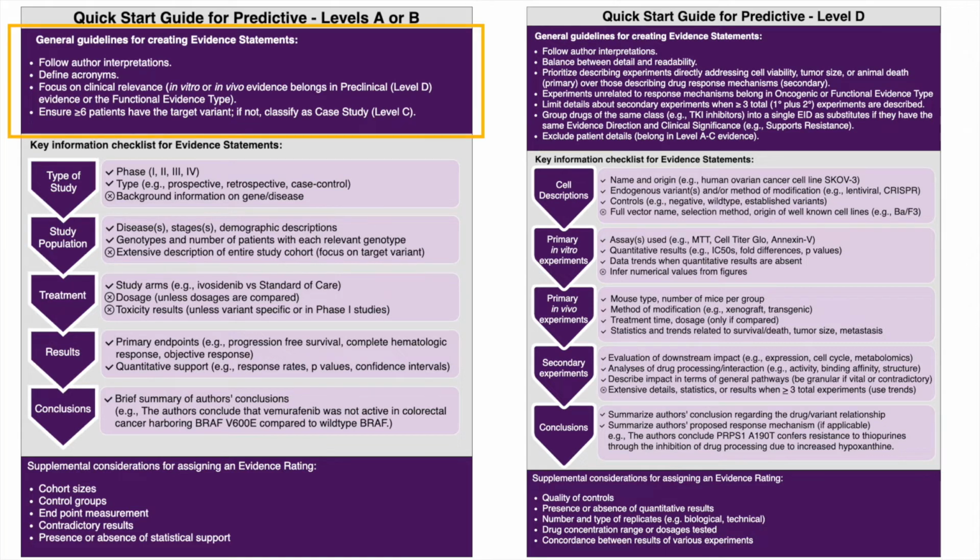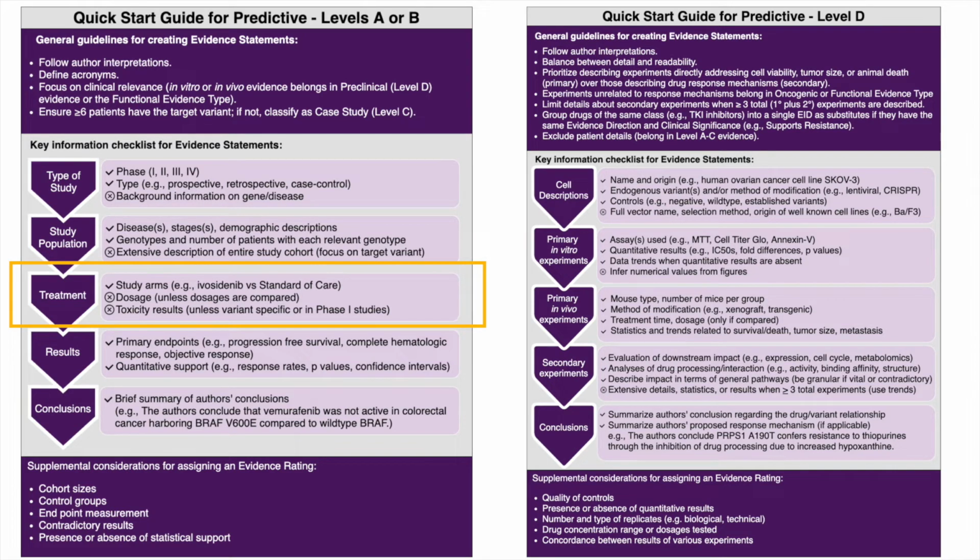Generally, curators should follow author interpretations and focus the statement on clinical data, as in vivo and in vitro results should be curated under other evidence types or levels. Curators are recommended to provide key information on the phase and type of the study, but not extensive background information on the gene or disease. Only the demographics, genotypes, and patient numbers for the variant of interest and controls should be provided.